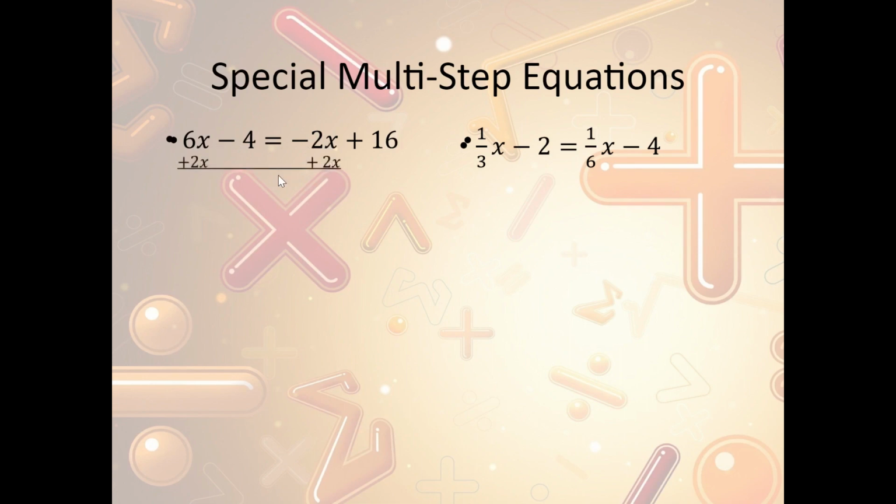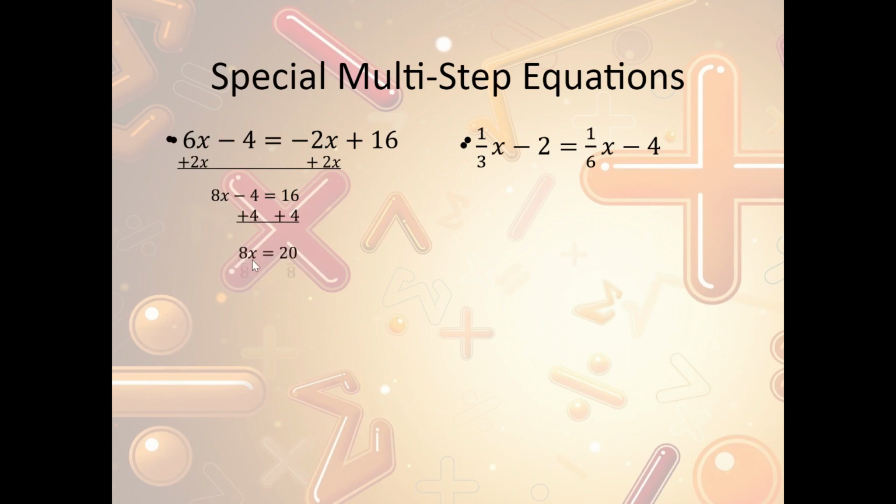So I add 2x to both sides, and I get 6x plus 2x is 8x. So 8x minus 4 is equal to 16 is all that's left over here. Now I'm going to solve. I get rid of whatever's furthest away from the x first, which in this case is the 4. So I'm going to add 4 to both sides. I get 8x is equal to 16 plus 4, which is 20.